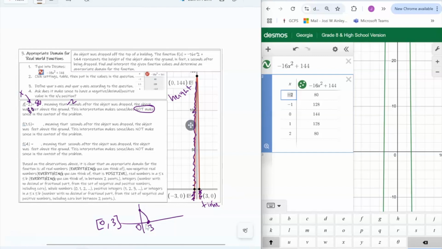And that doesn't make sense. -2 seconds, you can't do it. So that does not make sense. What about when you have 1.5? That's positive 1.5. So now it's checking, can I have 1.5 of a second? And I can. Let's see if it makes sense.